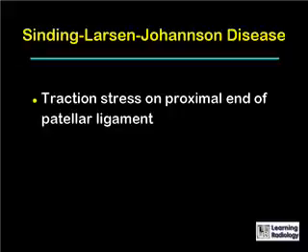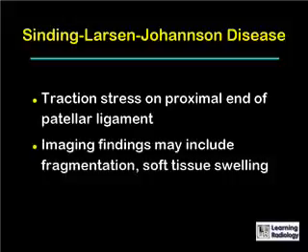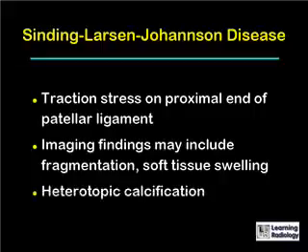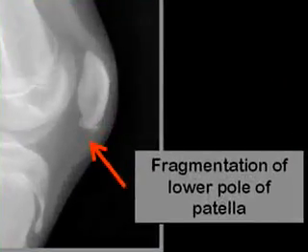Imaging findings can include fragmentation at the inferior pole of the patella and soft tissue swelling. There may also be heterotopic ossification that occurs in the patellar tendon. This is an example of Sinding-Larsen-Johansson disease in which there is fragmentation of the lower pole of the patella. This would look radiographically identical to a patella with multiple ossification centers, but the presence of pain and tenderness in this region would identify it clinically as Sinding-Larsen-Johansson disease.